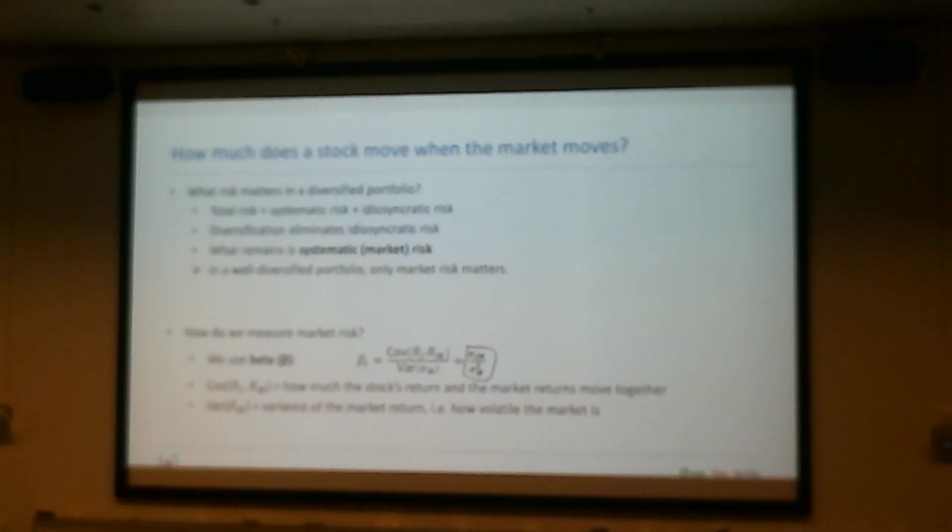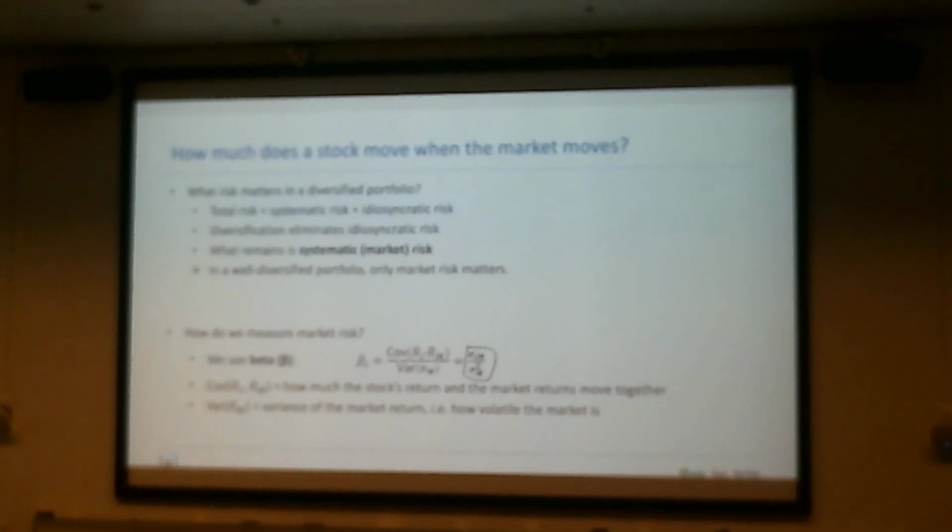This starts again from the viewpoint that the total risk of a stock is composed of two components, systematic risk and idiosyncratic risk. But again, we don't really care about the idiosyncratic risk because we can diversify. So we only care about the systematic part. And then the question is, how do we use this systematic risk? And this is where beta comes in.